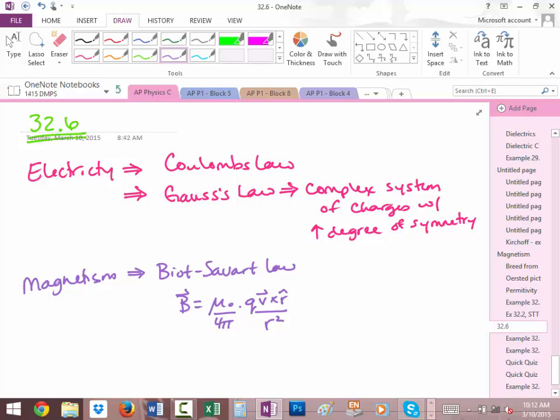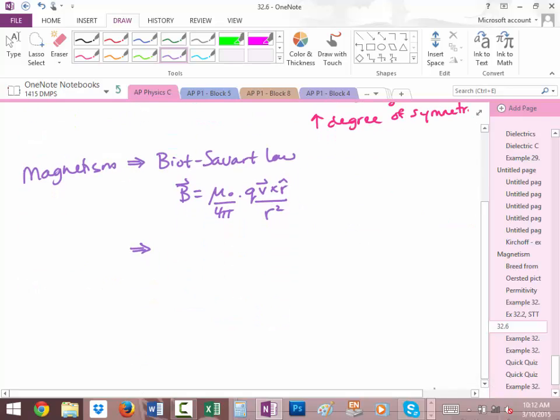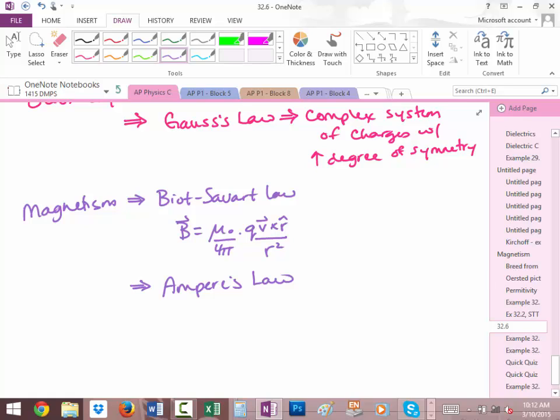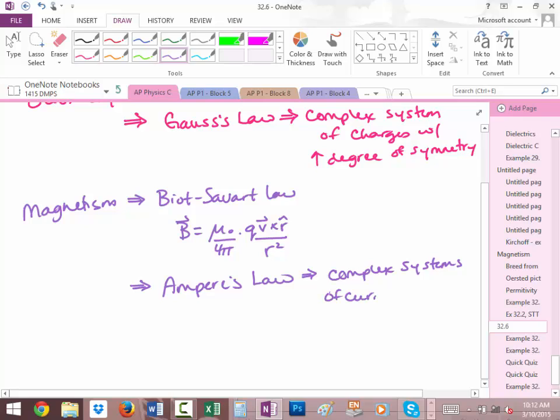But we're going to look at much more complicated situations. And in some of those complicated situations that have a high degree of symmetry, we can use another law that makes our life so much easier. And that law is called Ampere's law. Okay? So Ampere's law is very similar. It's the parallel existence to Gauss's law in that it's for complex systems of currents or moving charges with a high degree of symmetry.